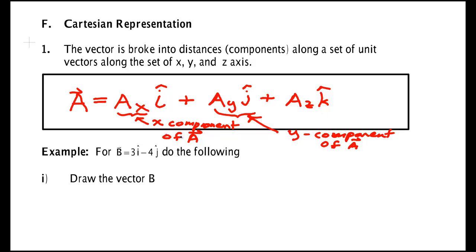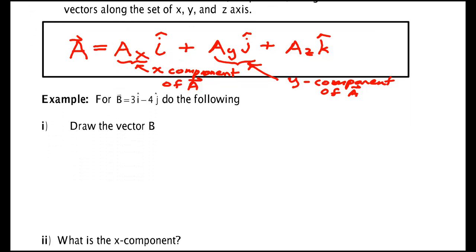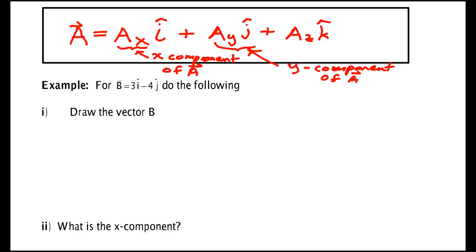Alright, so let's take an example of how we can do this. This one says, let's draw the vector B written as 3 i hat minus 4 j hat. So the first thing is let's draw it. Let me draw a coordinate axis. There's my y-axis and there's my x-axis. And I'll draw myself a vector. I need to go 3 units along x, and I need to drop down 4 units along y.